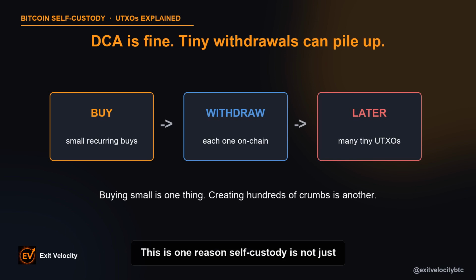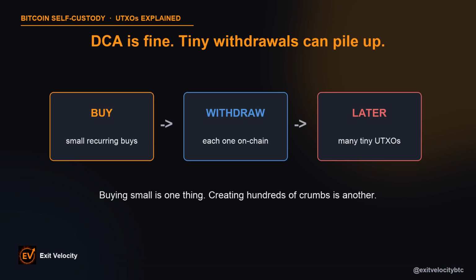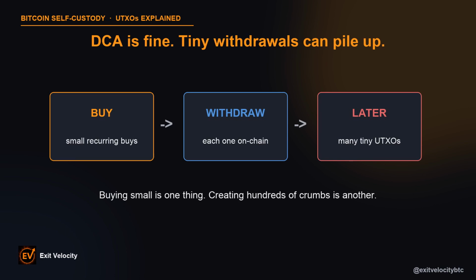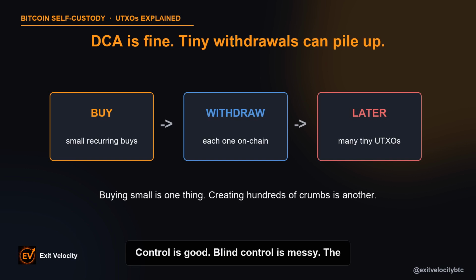This is one reason self-custody is not just about owning your keys. It is also about using your keys thoughtfully. If all your Bitcoin sits on an exchange, the exchange sees everything it controls for you. If you withdraw to self-custody, you get control, but you also inherit responsibility for how your wallet pieces are managed. Control is good. Blind control is messy.